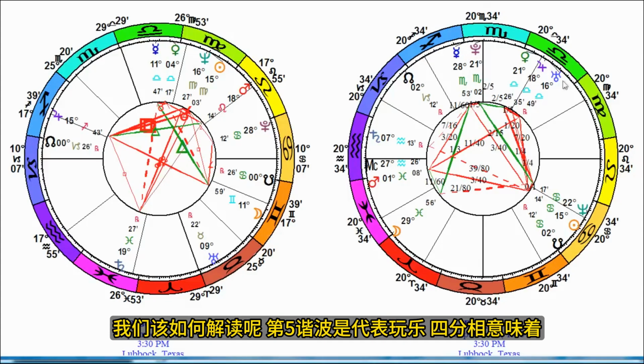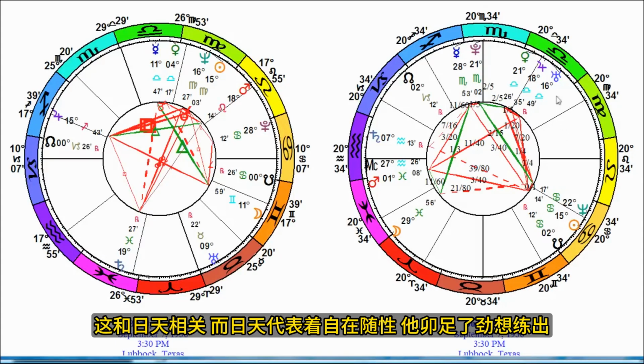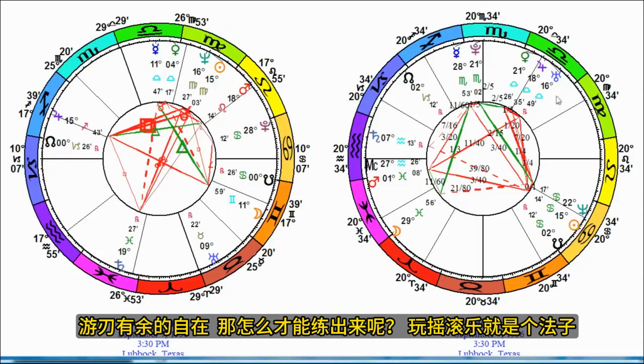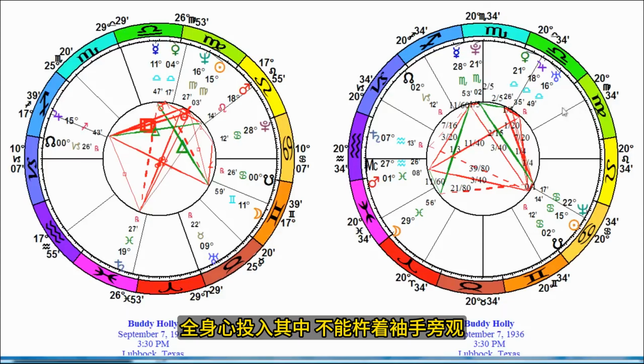How do we interpret that? The fifth harmonic is the chart of play. Square means you want to achieve something. So Buddy Holly wants to achieve something in his play having to do with Sun and Uranus. Sun and Uranus means spontaneity, so he wants to work to achieve a playful spontaneity. How do you work to achieve a playful spontaneity? You play rock and roll music, for example, because it's very spontaneous, very lively, very electric, and you work at creating the best effect, and you engage in that activity. You don't just passively watch it. So that's the basic meaning.